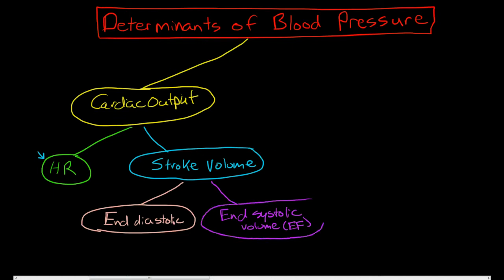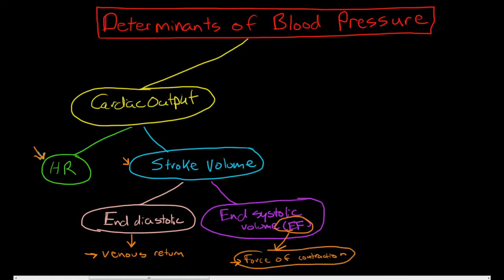Now, what determines end diastolic volume? Well, the primary determinant of end diastolic volume is venous return. And then what's the biggest determinant of ejection fraction? It's going to be force of contraction. Okay, so the variables of cardiac output include heart rate, and stroke volume is determined by venous return and the force of contraction. And I'll get into exactly how they're related when I start talking about the formulas.